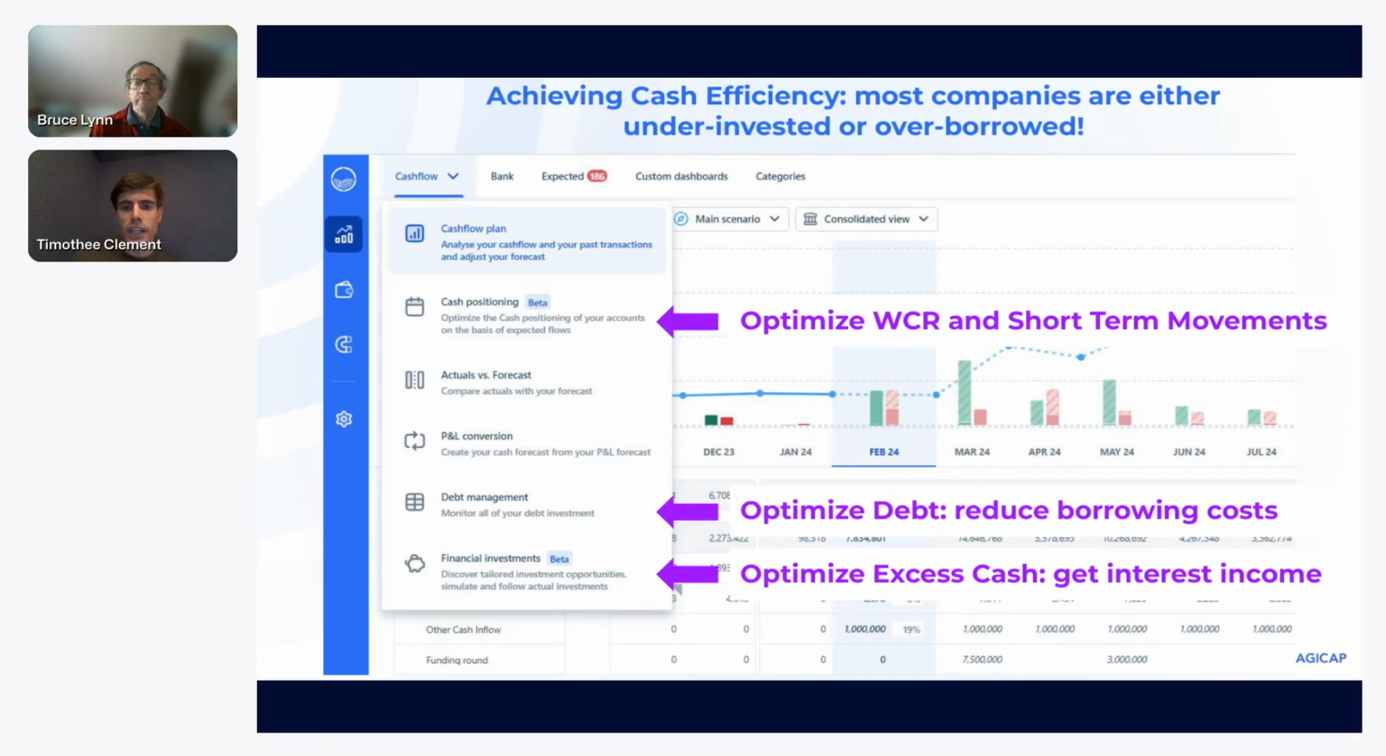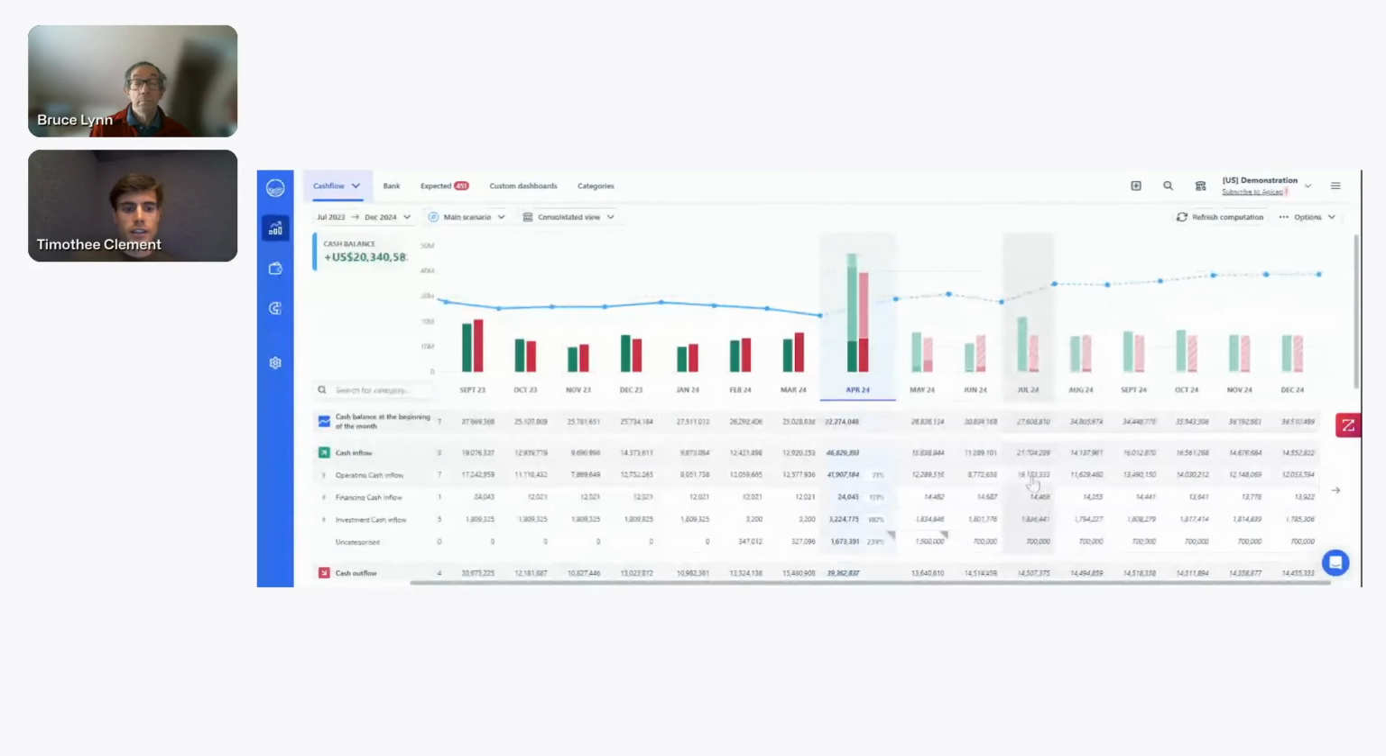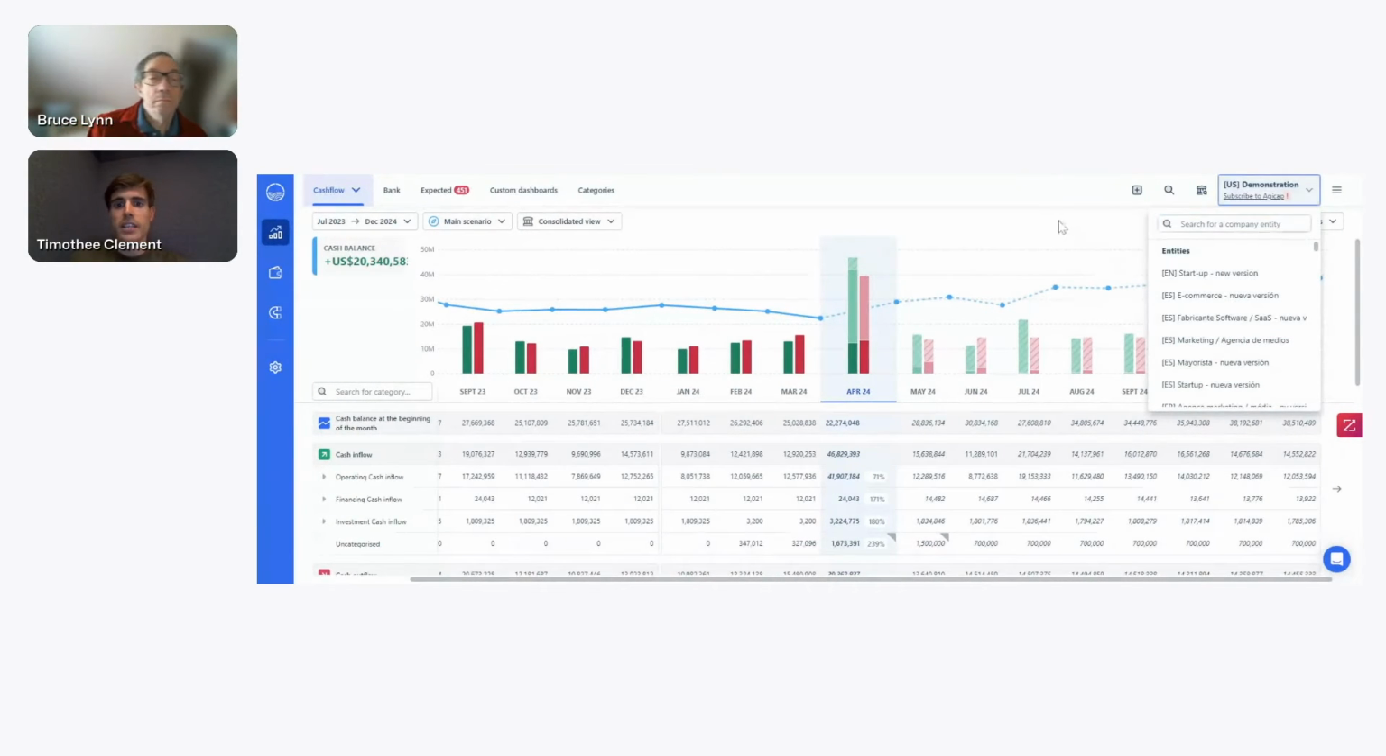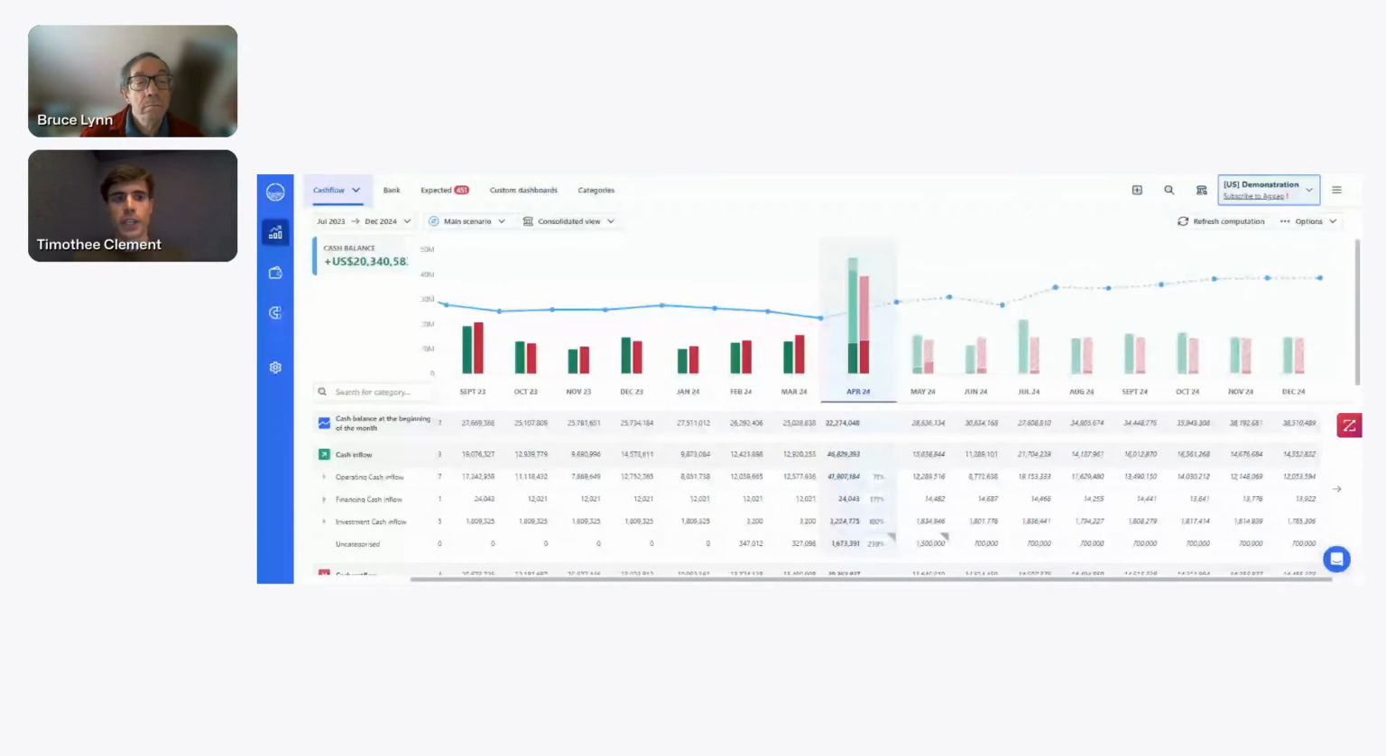I'll take a few minutes to share the platform itself. So I'll try to share my screen, which should be visible now. Perfect. So this is the view you get in Agicap for one entity. Of course, the tool is able to handle multiple entities and to consolidate them for a group picture. And we are looking here at what we have concretely in the solution compared to the first intro I had on the slide.